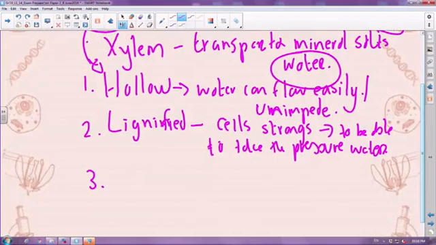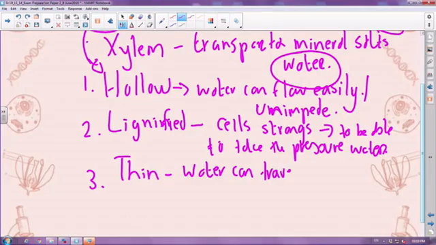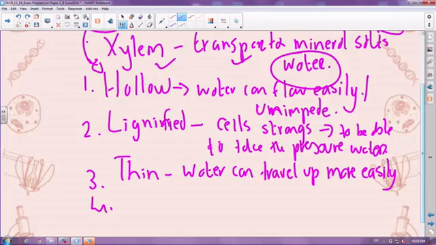What else could I use? Thin. It's very thin. Can you remember when you did the capillarity experiment? If it's thin, water can travel up more easily. Okay, another one. It's 5 marks, so there's lots that you could have said. We said xylem, we said transport, and any of the rest of the marks could have come from here.